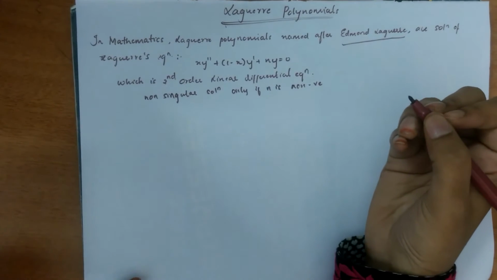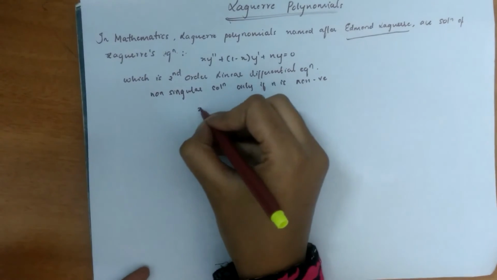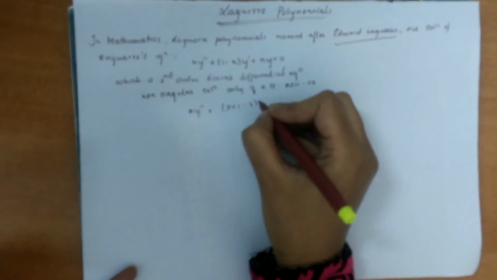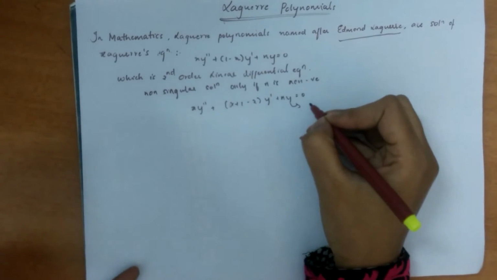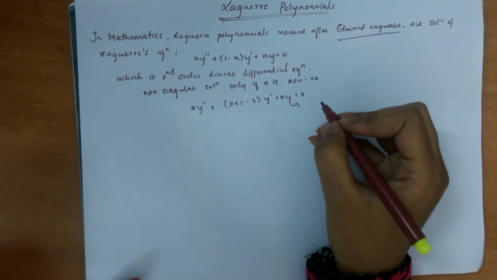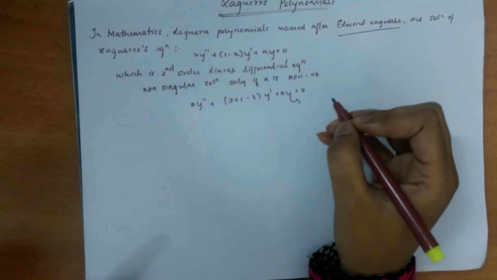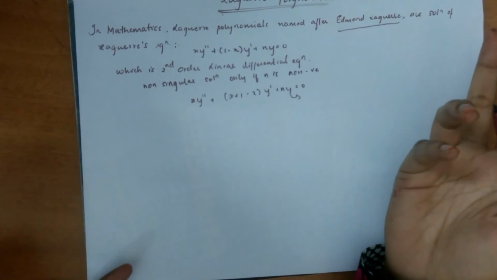More generally, the name Laguerre polynomials is used for a solution of xy'' + (alpha + 1 - x)y' + ny = 0. This is the more generalized Laguerre polynomials. Till now, we have seen these are used as solutions of some equations. Now here, what are Laguerre polynomials?